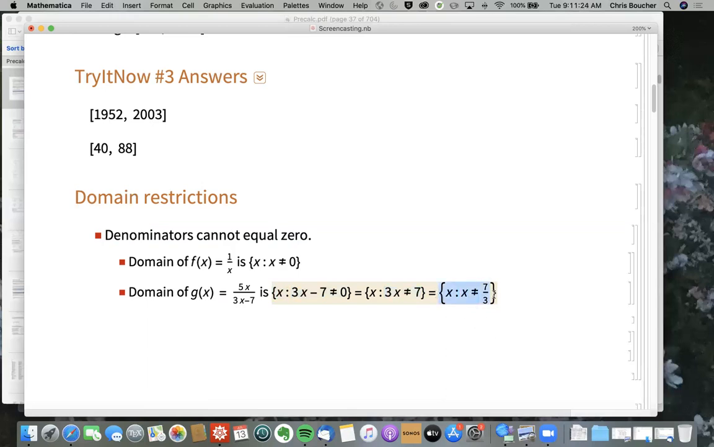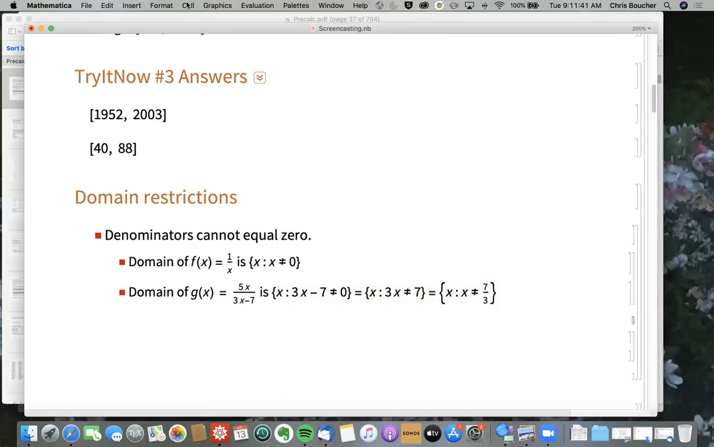And this is really the best way to report your answer, because I can tell immediately what the restriction is. Looking at this set, it's not immediately clear. So what value of the input is prohibited? Well, 7/3 is not in the domain of this function.